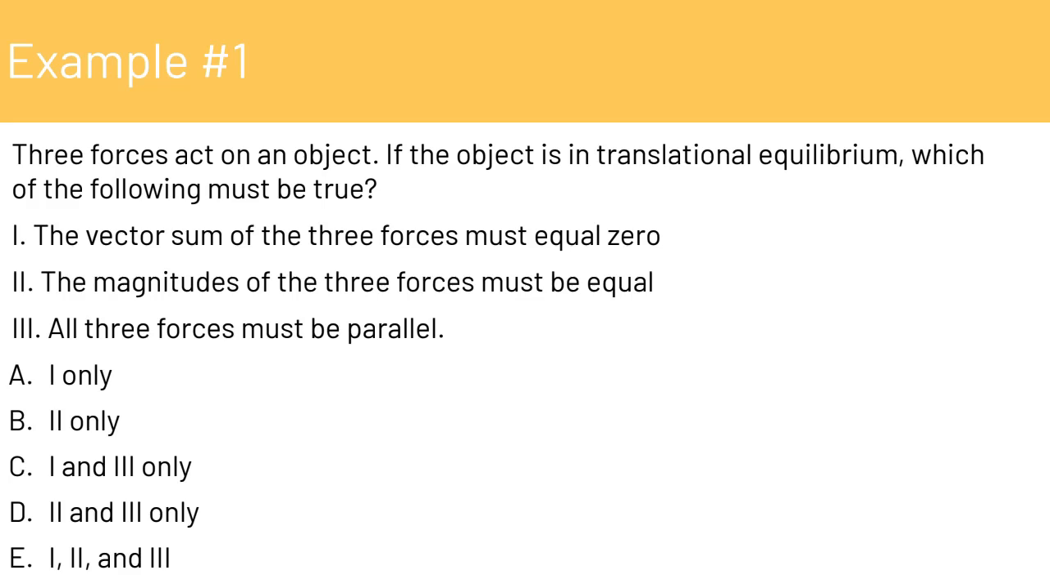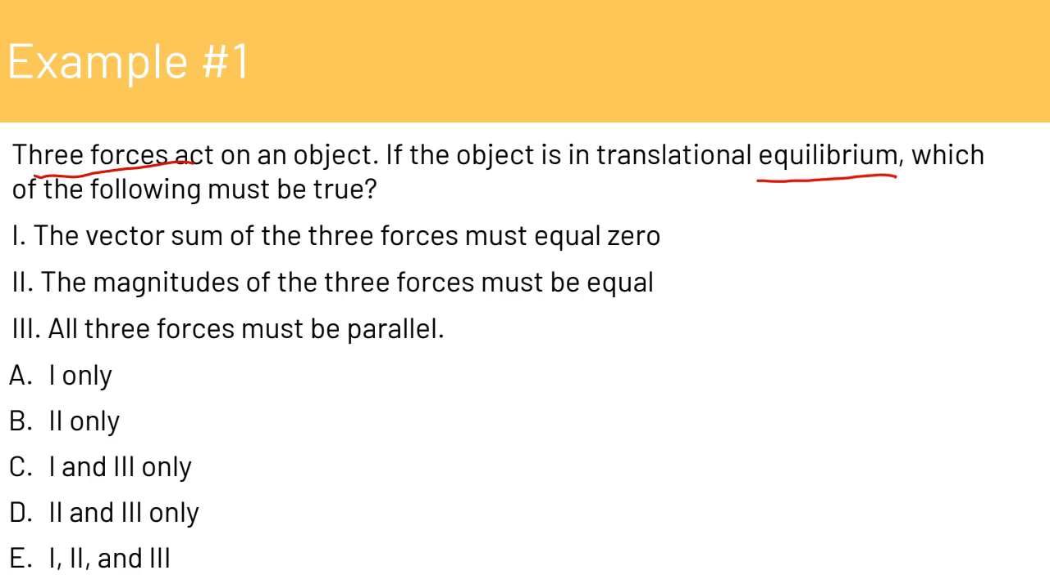All right, let's look at example number 1. Three forces act on an object. If the object is in translational equilibrium, which of the following must be true? 1, the vector sum of the 3 forces must equal 0. 2, the magnitudes of the 3 forces must be equal. 3, all 3 forces must be parallel.